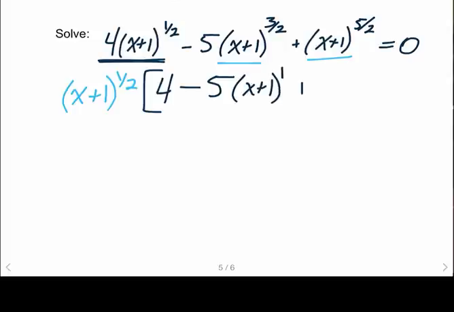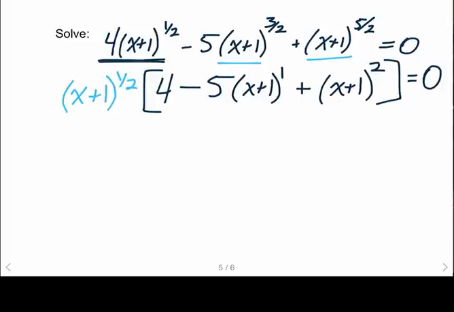Likewise, that third term, we're going to factor x plus 1 to the 1/2 out of it. That means we're going to subtract 1/2 from the exponent of 5/2. And we're going to end up with x plus 1, the quantity squared, right? 5/2 minus 1/2 is 4/2. All of that equals 0.